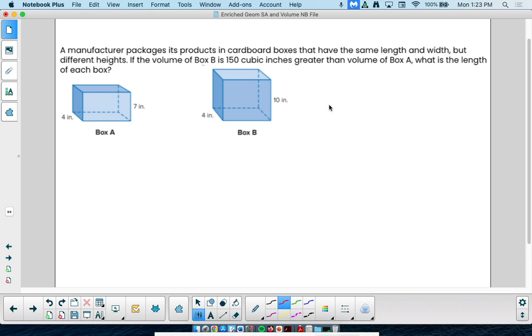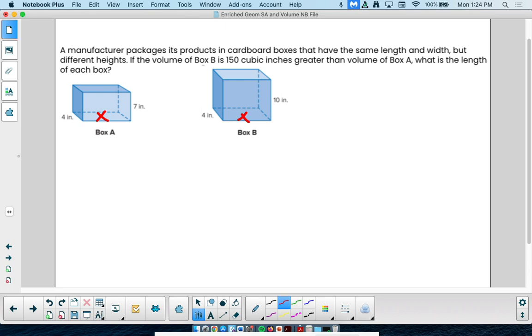Okay, I have 2 left. This one says a manufacturer packages its products in cardboard boxes that have the same length and width but different heights. If the volume of box B is 150 cubic inches greater than the volume of box A, what is the length of each box? Gotta set it up. What do we know about the lengths of each box? They're the same. So can we just give it a variable? Let's call this X and this X.